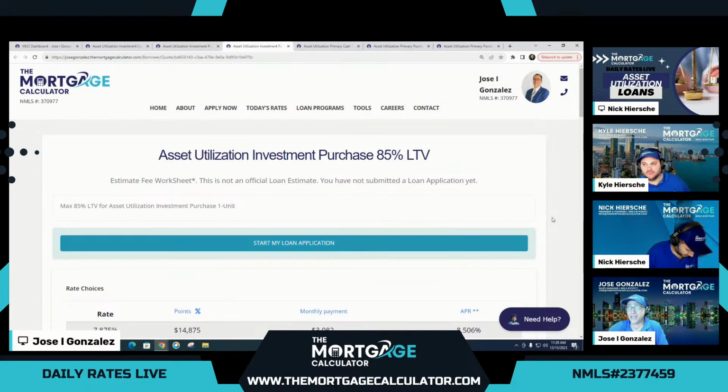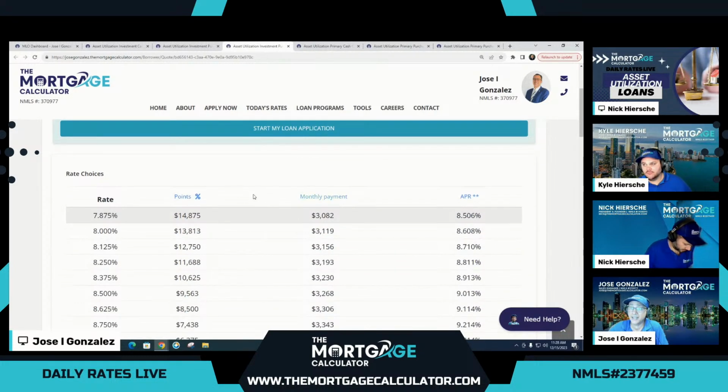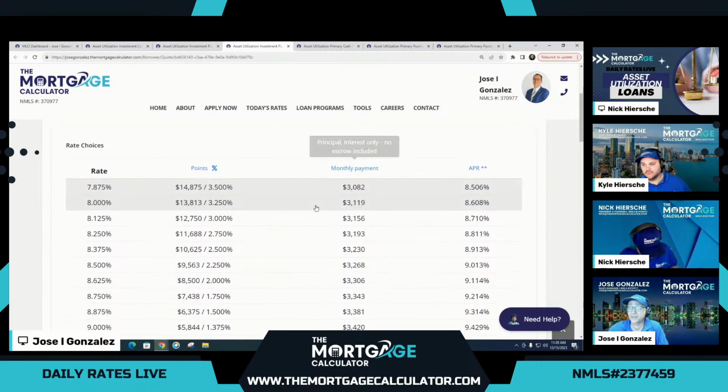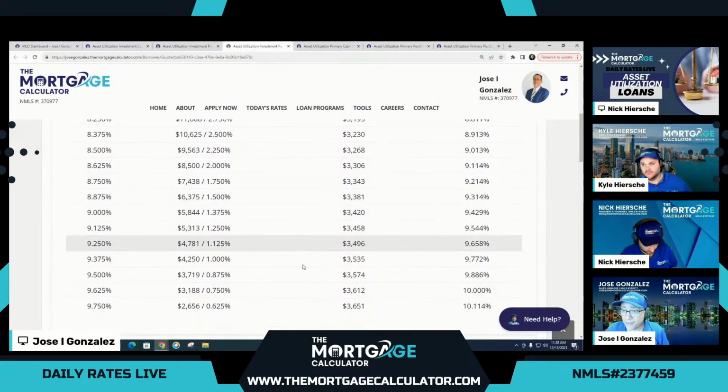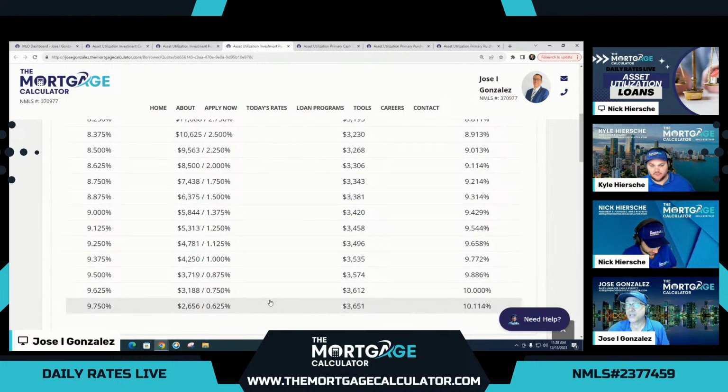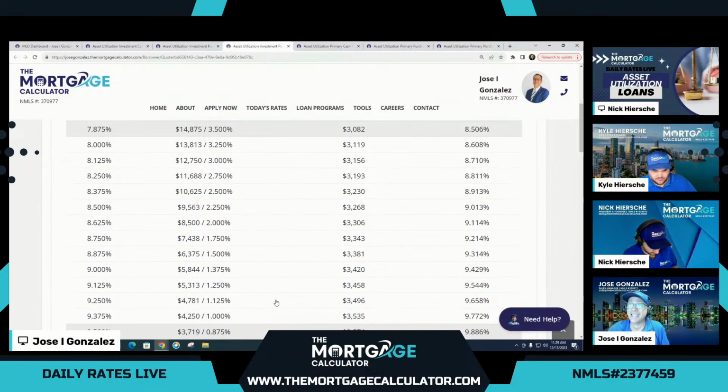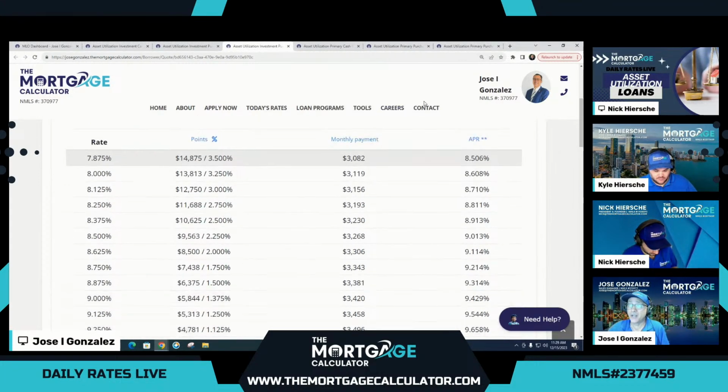So the maximum LTV on an asset utilization investment loan is 85%. At 85% on our investment property, 9.75% is our lowest cost option. And in this amazingly deep rate sheet, we can go all the way to 7.875% on an asset utilization purchase. How you like them apples? That's amazing.